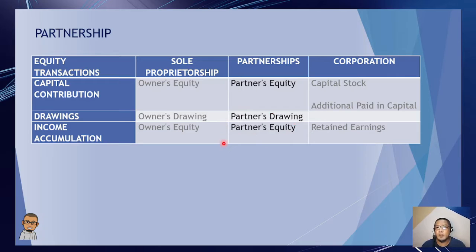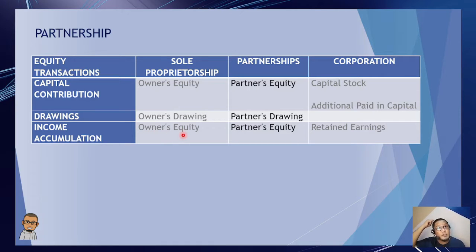Okay? Now, what is critical here when we talk about this? Remember, there are more than one owners, compared to a sole proprietorship, right? There, there is only one. Okay, only one, so everything goes to him. All of his income accumulation goes to owner's equity.